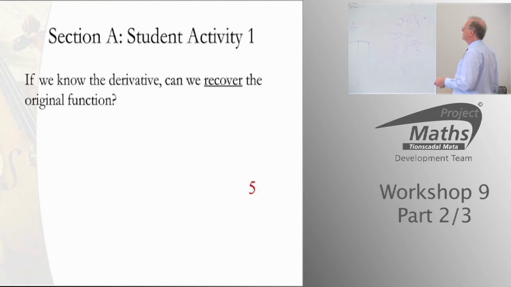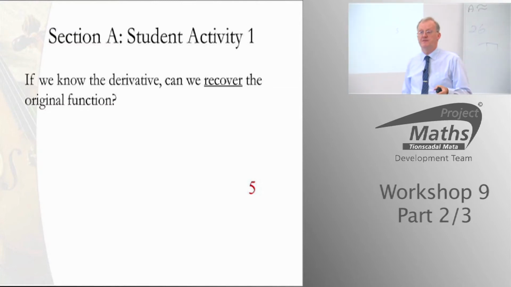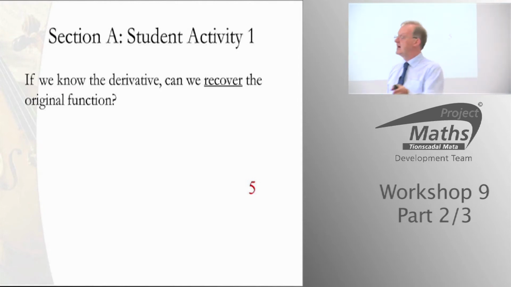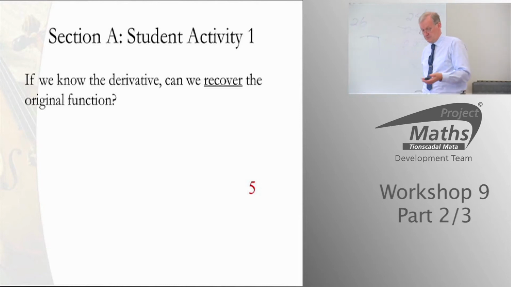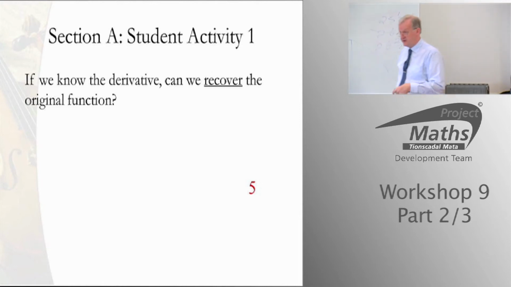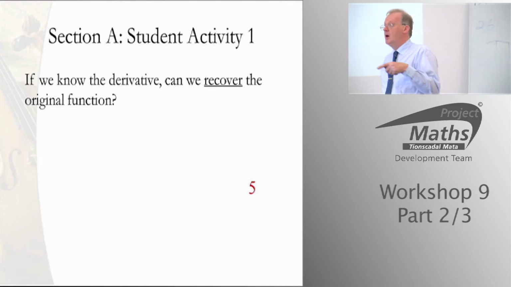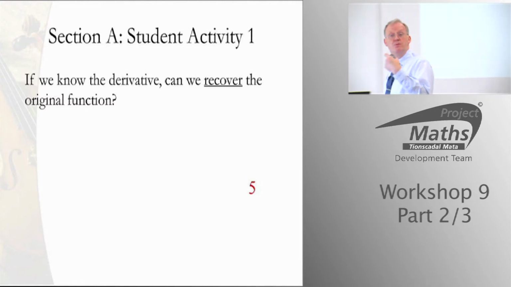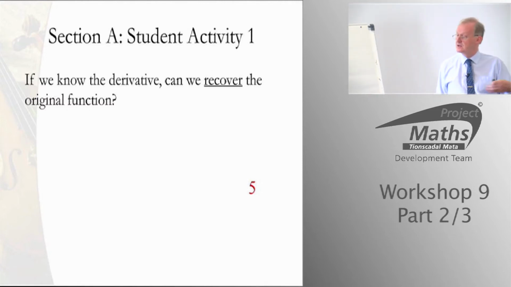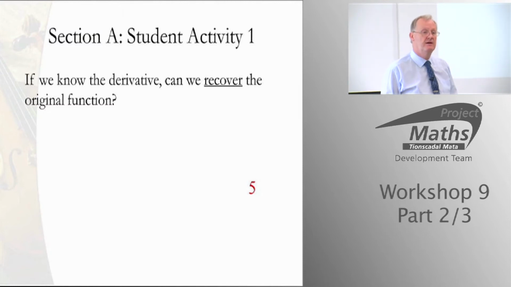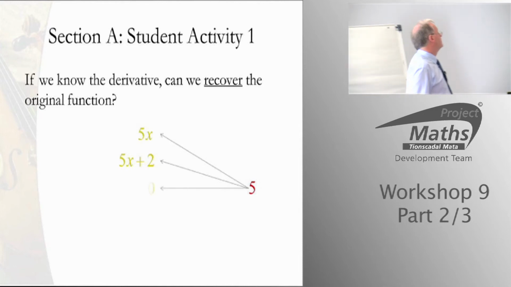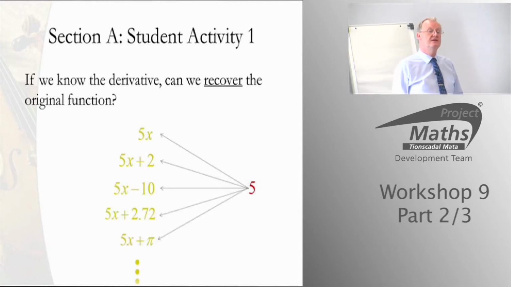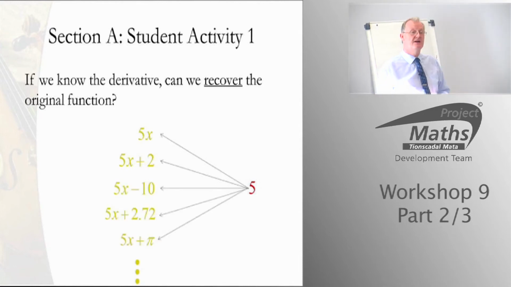So if I told you that the derivative of some function was 5, what was it before it got differentiated? We've kind of just done it. It could have been 5x, but there's actually an infinite number of vertically shifted functions that it could be. What would they all look like? 5x plus some constant. So how could we write it down in general?